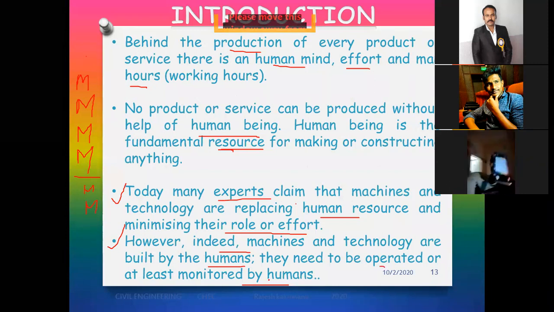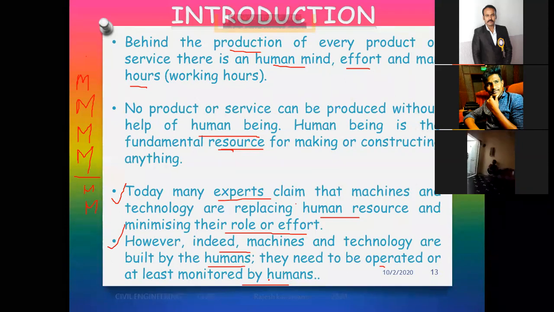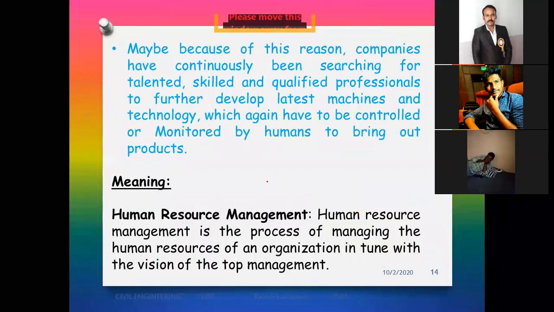So we have to at least operate it and monitor how it is happening, whether we can control it or not. We have to think about those things in this human resource management, right? Next point.